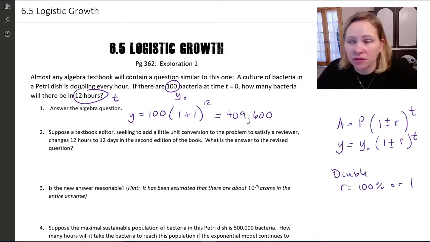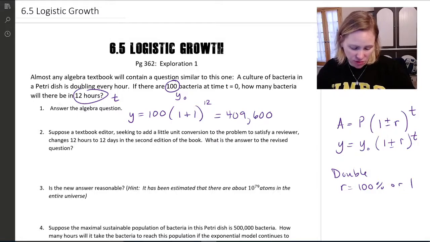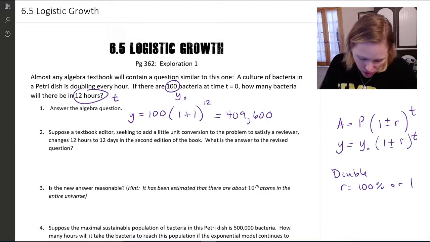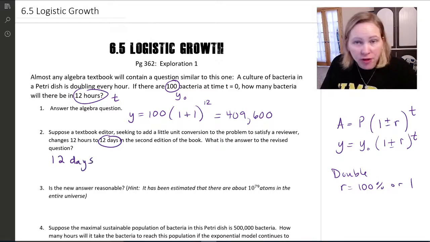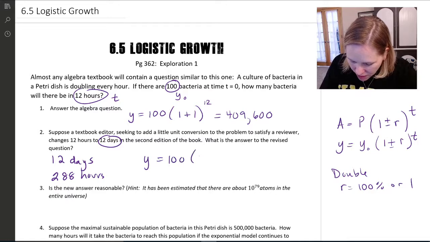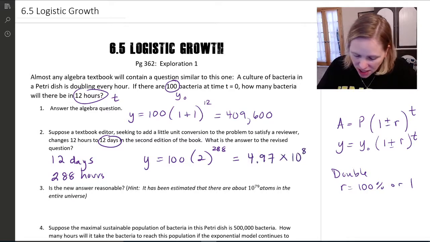409,600 cells. Now, suppose that the textbook editor, seeking to add a little unit conversion here to the problem to satisfy the reviewer, changes 12 hours to 12 days in the second edition of the book. What is the answer to the revised question? Well, if we change it to 12 days, you guys, there's 24 hours in a day, so that's 288 hours. So my new problem looks like this, y equals 100, and then we'll have 2 to the 288th power. Oh my goodness, that's 4.97 times 10 to the 88.